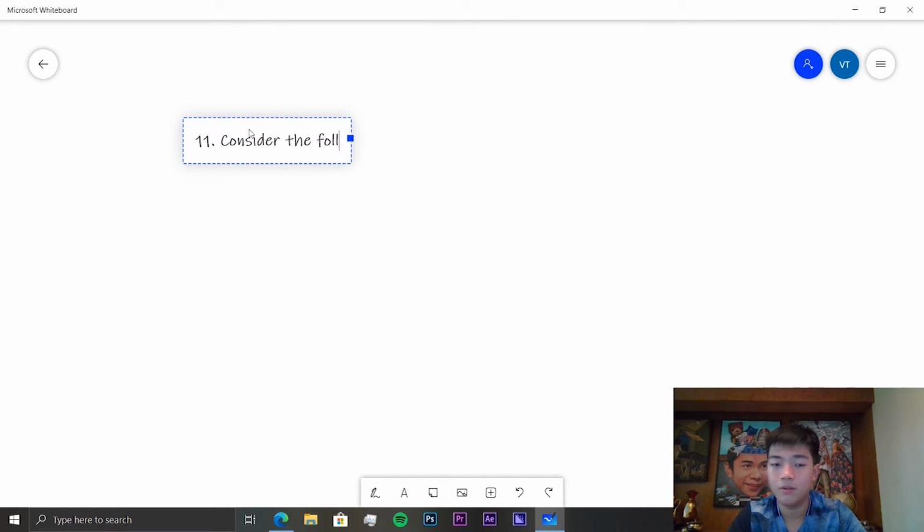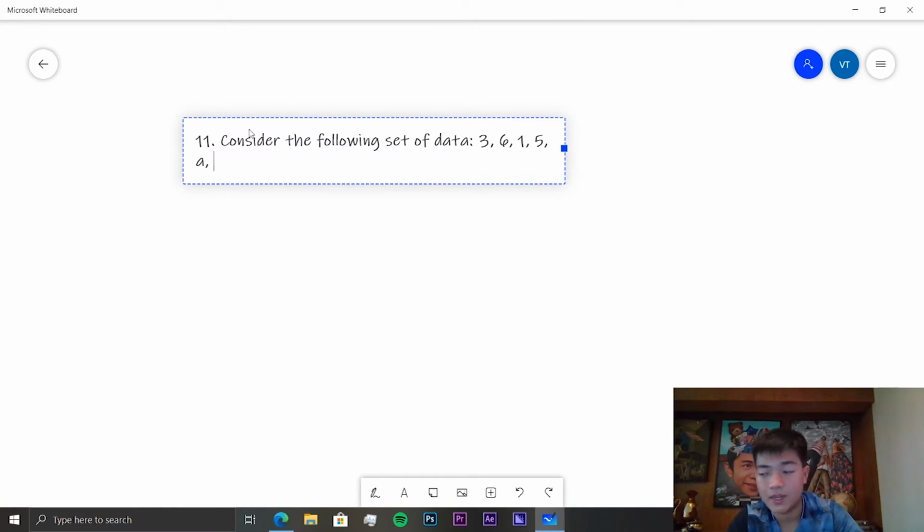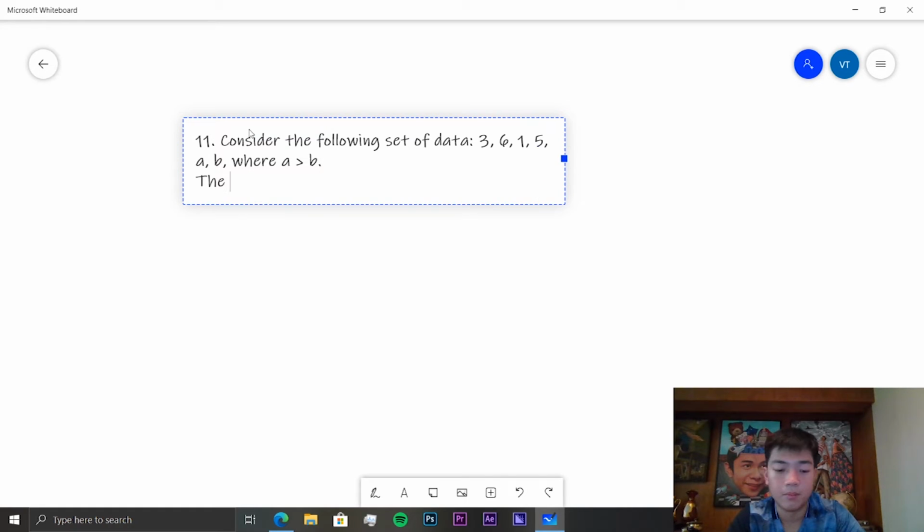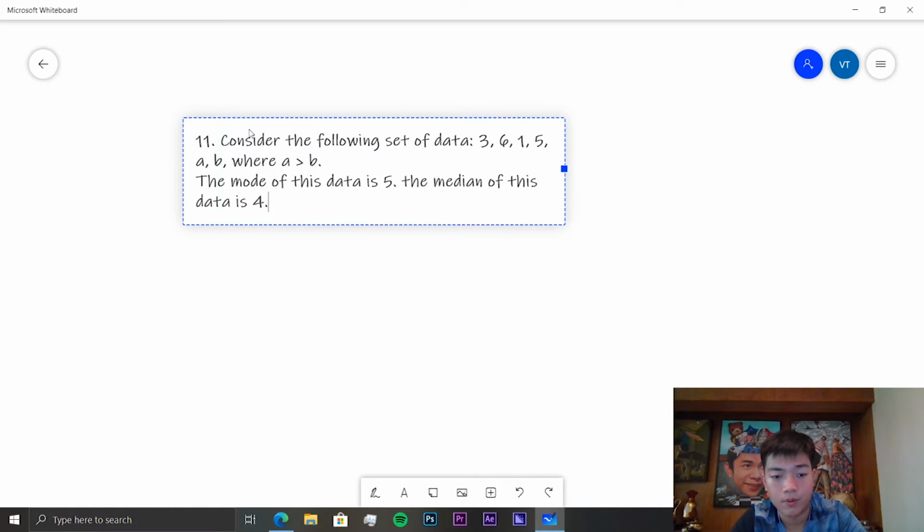Consider the following set of data: 3, 6, 1, 5, A and B, where A is greater than B. The mode of this data is 5. The median of this data is 4.5. Find the value of A, B, and the mean.